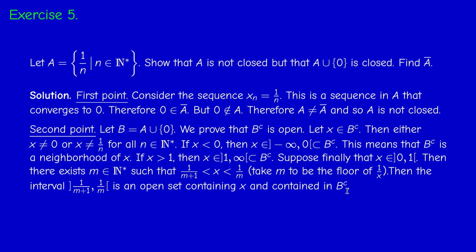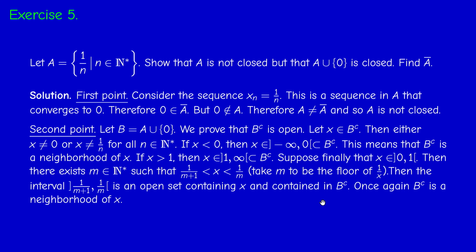So it's contained in the complement of B. Once again, BC is a neighborhood of x because BC contains this interval which contains x. So in all cases, we can find an open set, or in this case an open interval, containing x and contained in the complement of B. So BC is open, and therefore B is closed.